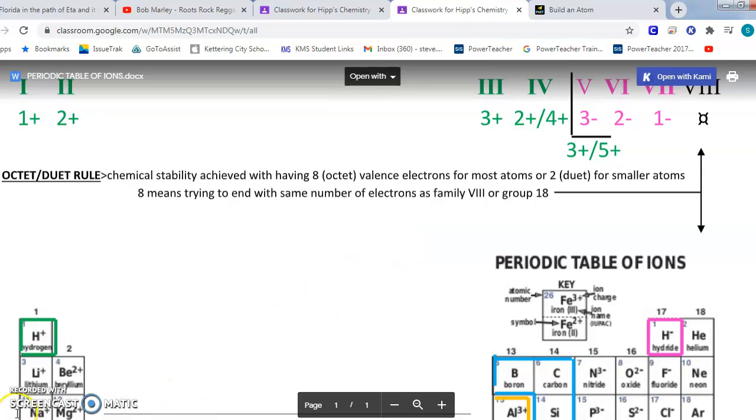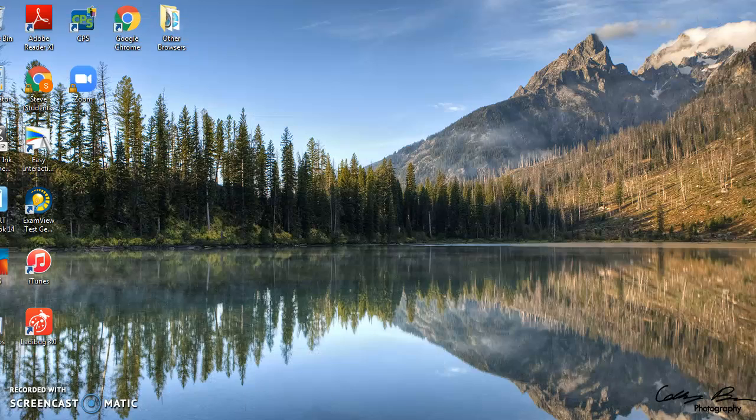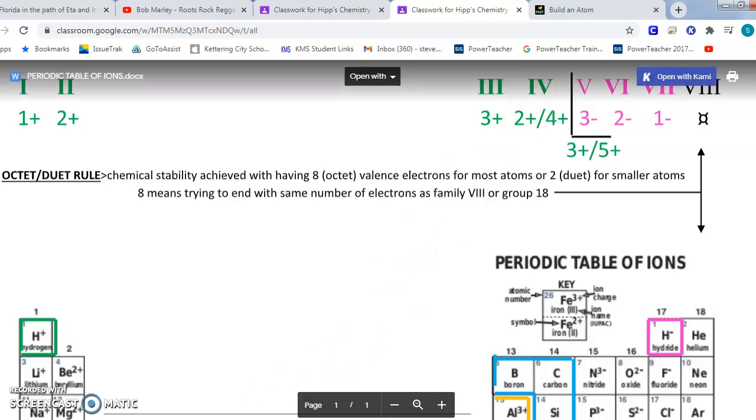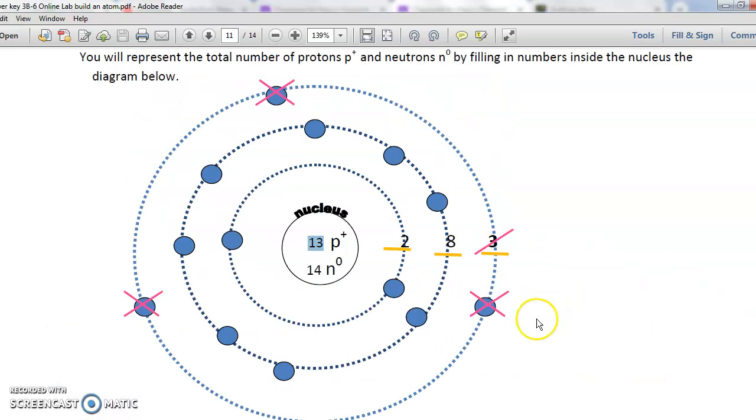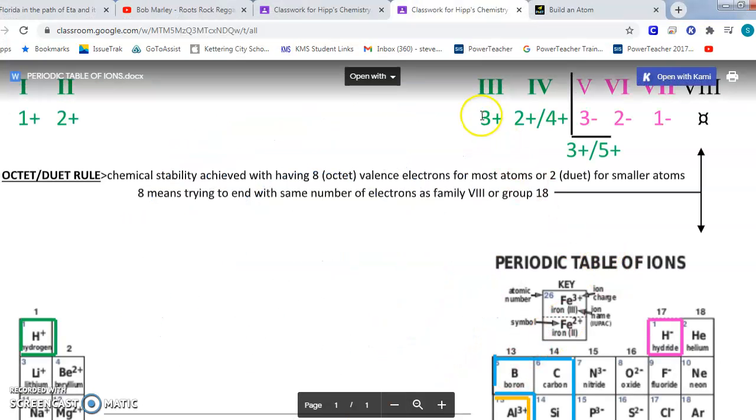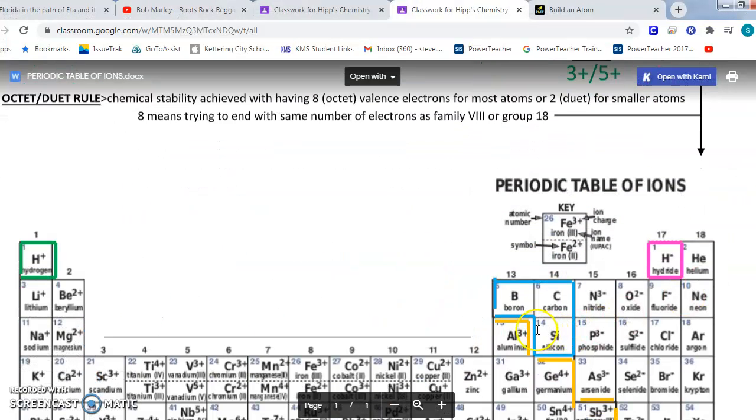Why does aluminum have a Roman numeral 3? I think we can see aluminum has the Roman numeral 3 for the same reason that it has 3 electrons on the outer level. The Roman numerals are telling you how many electrons it has in the valence or outer level. We could see that if aluminum loses these 3, 1, 2, 3, it would be left with 10 electrons. So aluminum would want to become 3+, as it says right here.